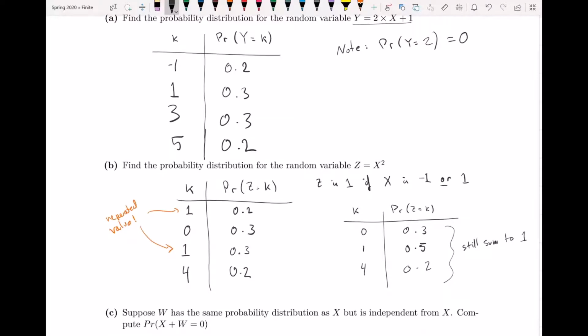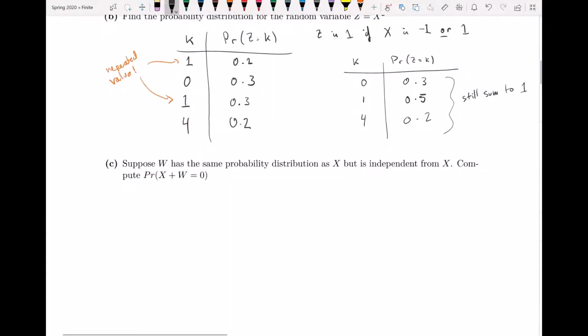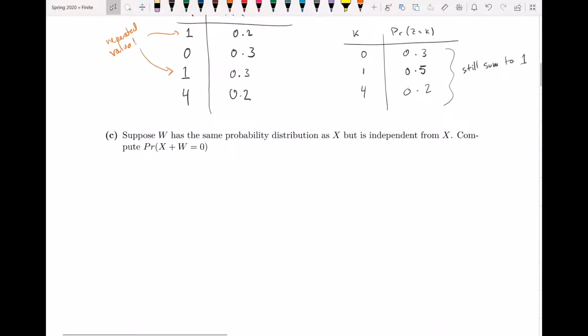Okay, so on to the more complicated situation, which is now we have 2 random variables. We're going to take w to be basically the same as x, but independent from x, and compute the probability that x plus w equals 0. Adding random variables is actually a key thing. We've gone through this logic before in specific examples, but let's go through it carefully and systematically.